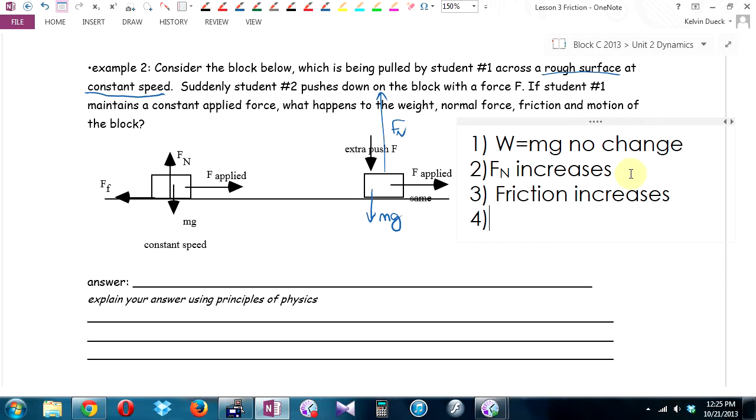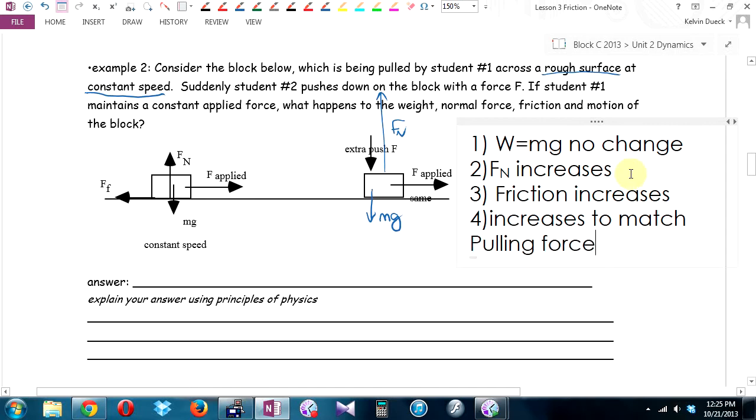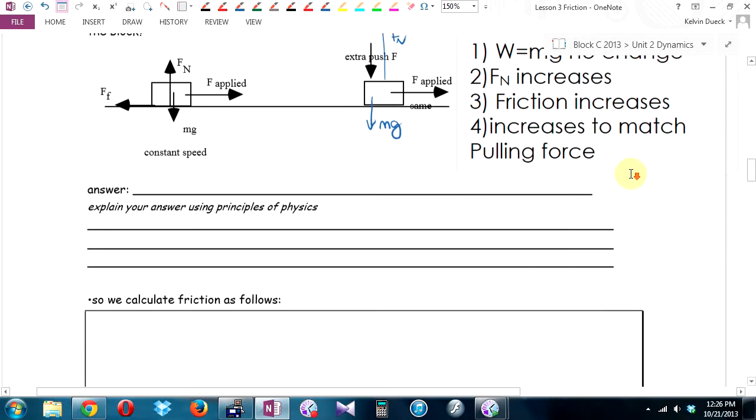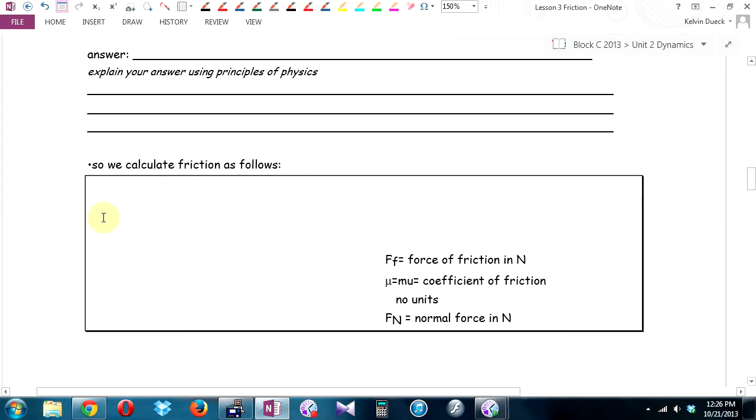So friction increases to match the pulling force, to match student one's force. To explain your answer using principles of physics, I think we kind of just did in this argument, and we kind of have verbally. I could do a good free body diagram and walk it through. It is good. And that is why we say this: friction is mu times the normal force.